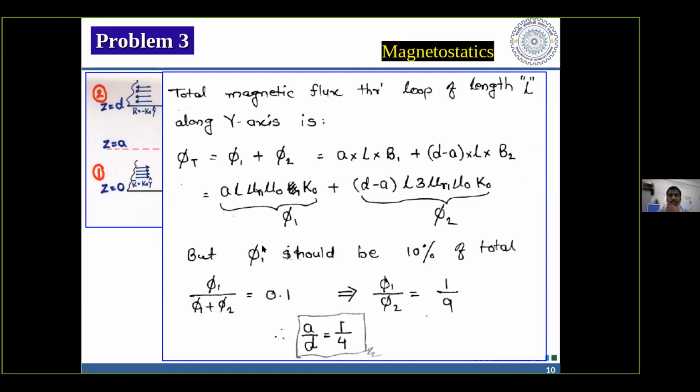Then, what is given in the question: I need to find the ratio A by T such that phi 1 should be 10% of the total. So the flux coming out of the bottom part of the loop should be 10% of the total flux. So that is nothing but phi 1 over phi 1 plus phi 2 is 0.1, which will lead you to phi 1 over phi 2 is 1 by 9. Then you substitute these quantities here, and it's done. You'll get 1 by 4. So it is quite simple. It's only a conceptual problem.